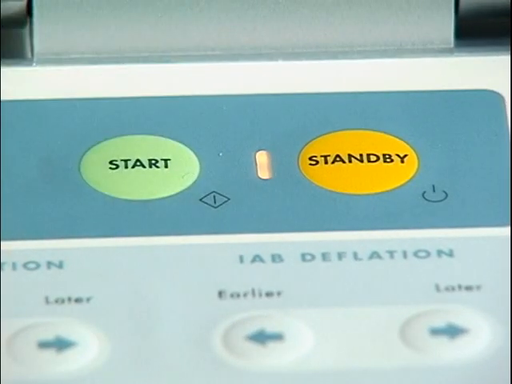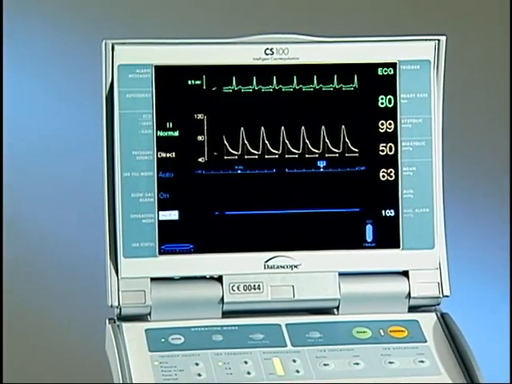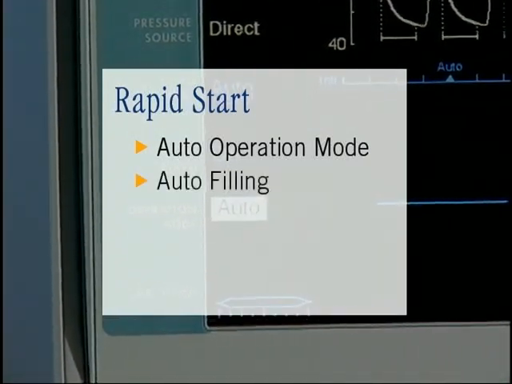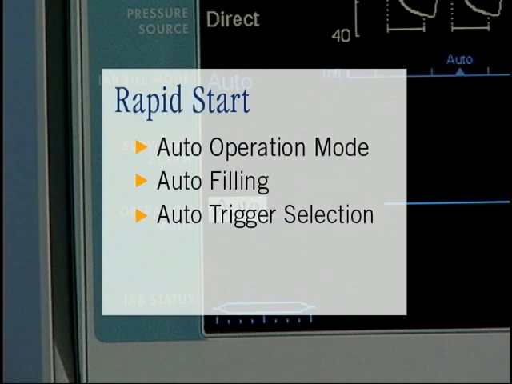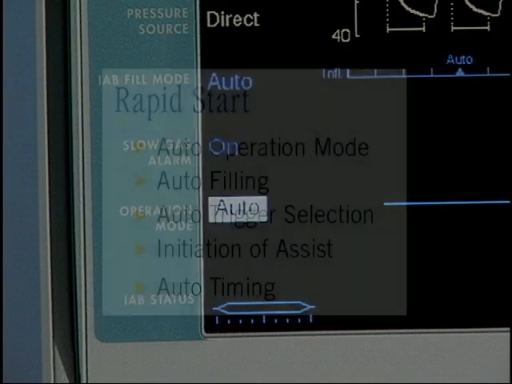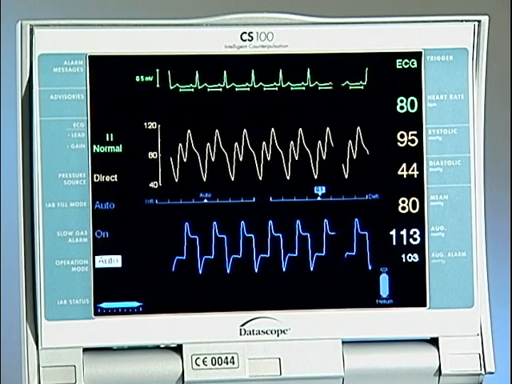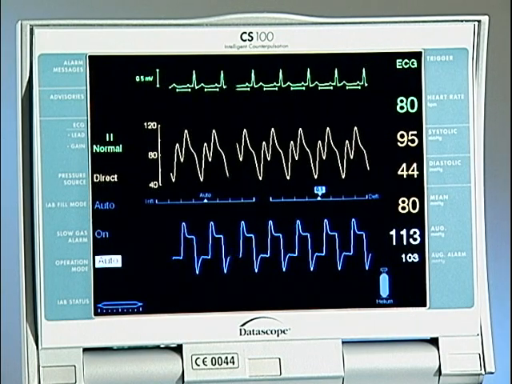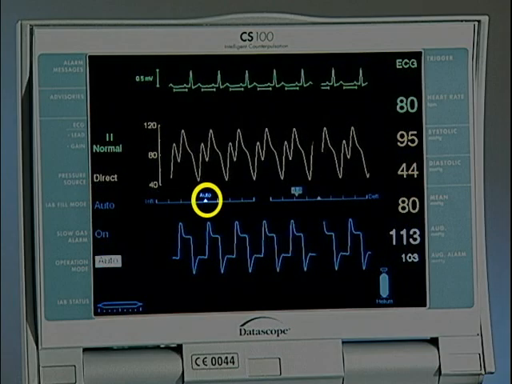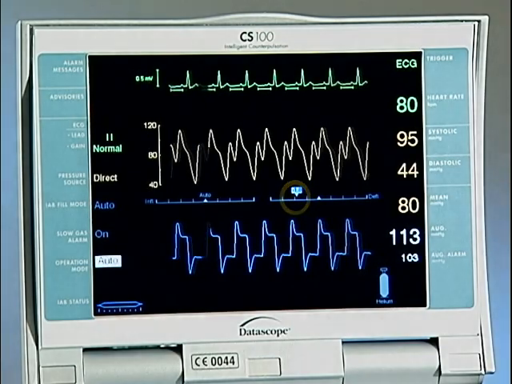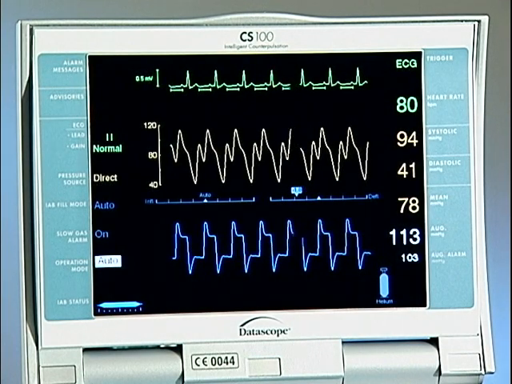Immediately on powering the rapid startup feature, the CS100 automatically selects the auto operation mode, purges and fills the IAB, selects the best available trigger source, starts assist, and automatically sets IAB timing. Of course, it is recommended that the operator assess the resultant timing after the rapid start process completes. Inflation timing is automatically set. However, deflation timing practices can vary considerably. Therefore, even in the auto operation mode, the user can adjust the deflation timing if desired.